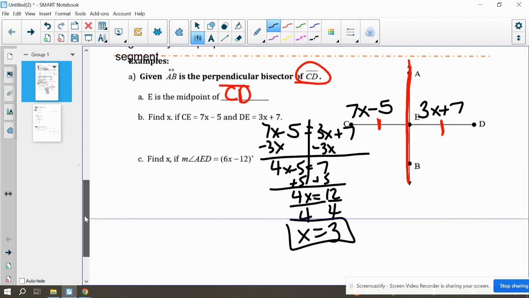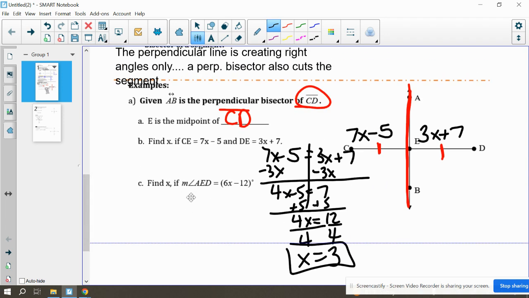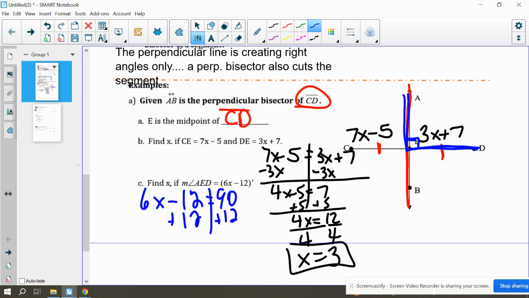Now, letter C wants us to find x if angle AED is 6x minus 12. Well, let's look at angle AED. Well, again, given this information here, that we have a perpendicular bisector, we know this angle is going to equal 90 degrees. So that angle AED has to be 6x minus 12, and we know it will equal the 90. So add 12 and divide by 6. X ends up being 17 this time.